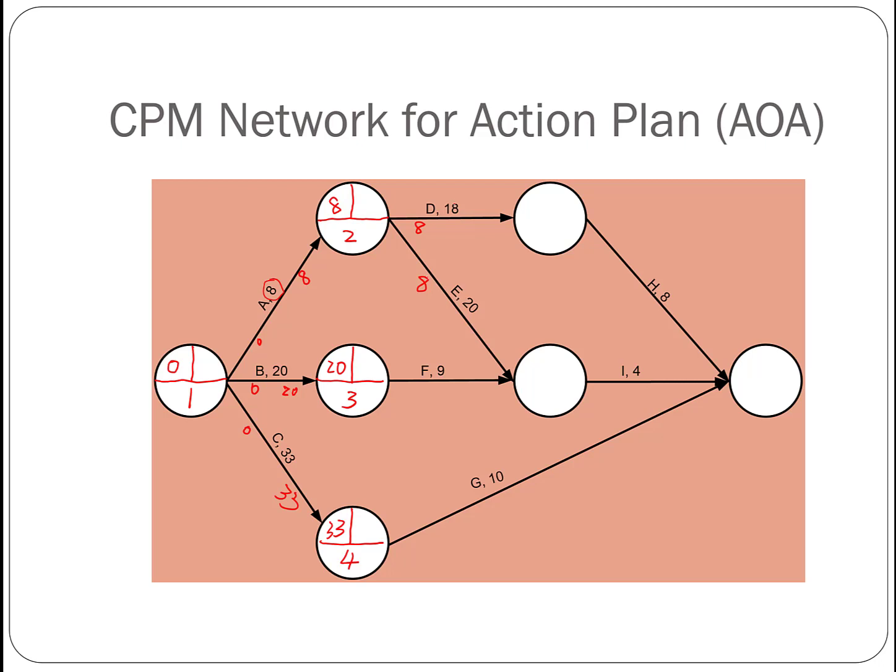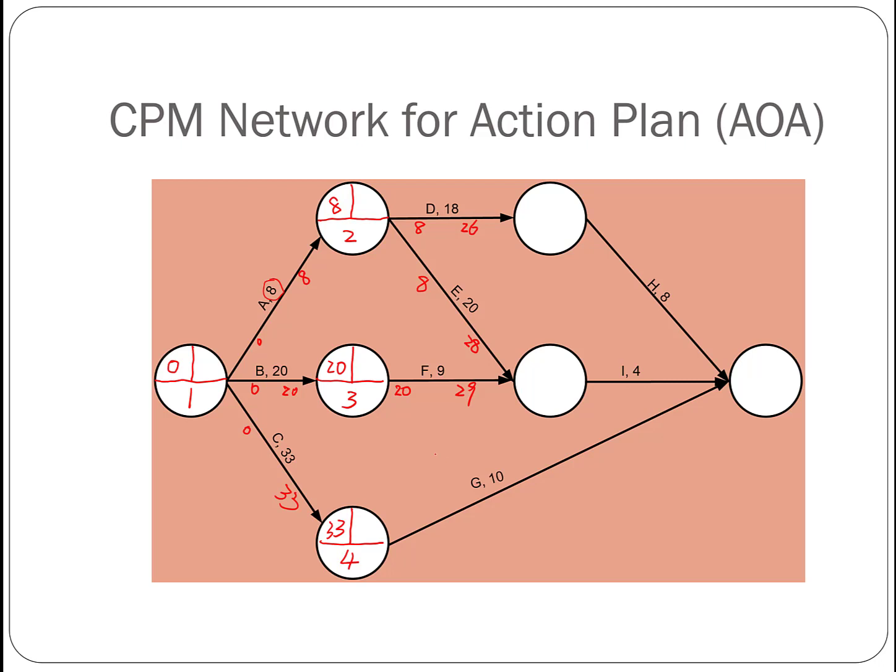So for D, it takes 18 days to complete it. So the early finish time will be 26, and it takes 20 days to complete E. So the early completing date for E is 28. For activity F, since the early event time for the node before it is 20, its early starting time is 20, and its early finishing time is 29.